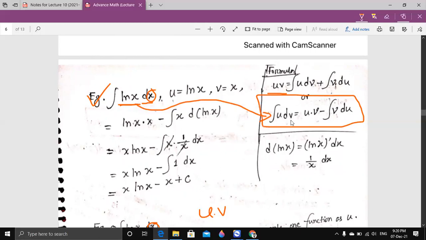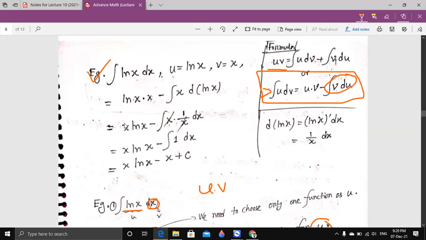So we can just write it this way, u dot v. u is ln x and v is x. So u dot v minus integration of v du, right? So v is x, and du, here is d, and u is ln x. So from this formula, the integration by parts rule, we can write down this line. Guys, got it?